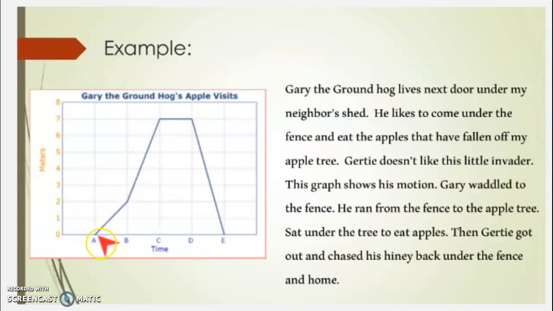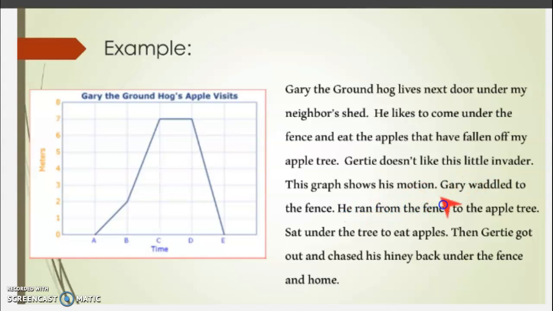So I'm using this graph right here, and then I wrote this story right over here. Gary the groundhog lives next door under my neighbor's shed. He likes to come under the fence and eat the apples that have fallen off my apple tree. Gertie, who's my dog, doesn't like this little invader. This graph shows his motion.